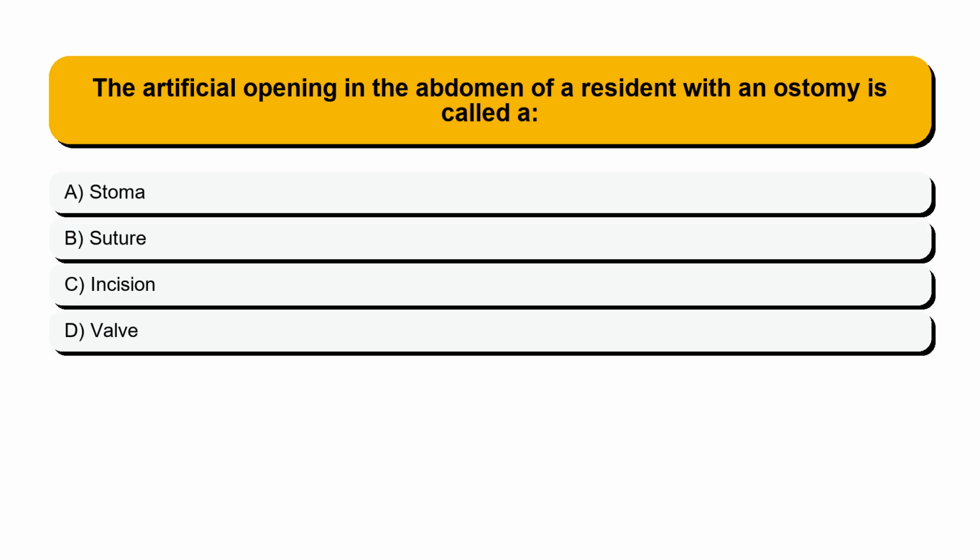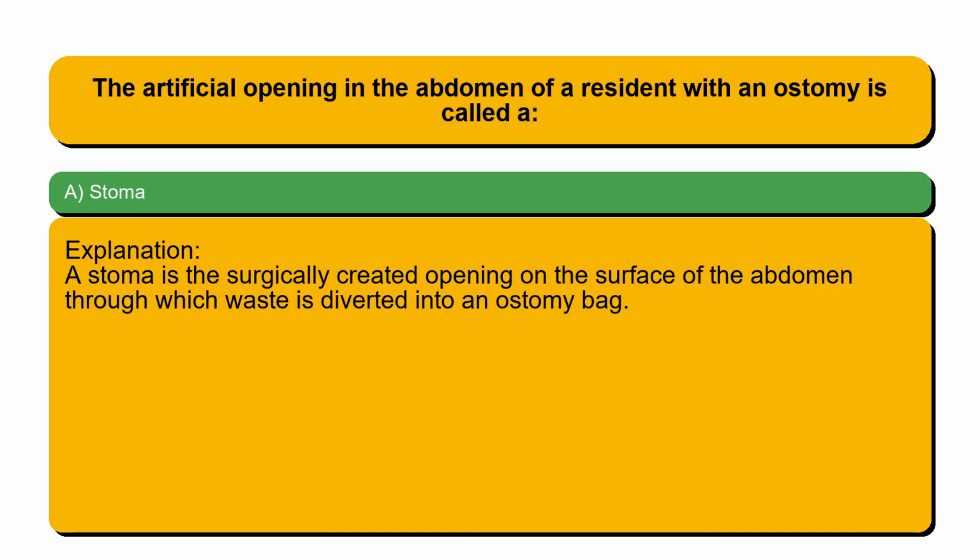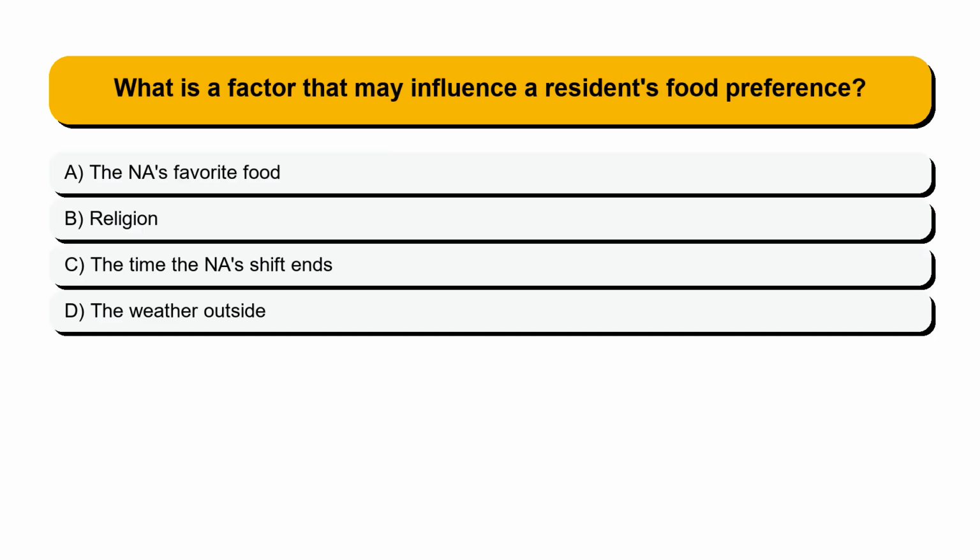Question 42. The artificial opening in the abdomen of a resident with an ostomy is called a: Option A. A stoma. Option B. Suture. Option C. Incision. Option D. A valve. The correct answer is option A. Stoma. A stoma is the surgically created opening on the surface of the abdomen through which waste is diverted into an ostomy bag.